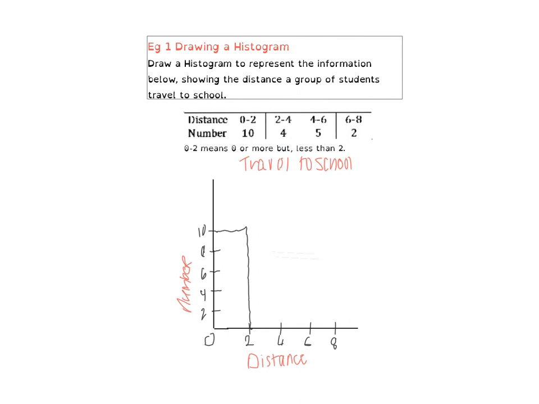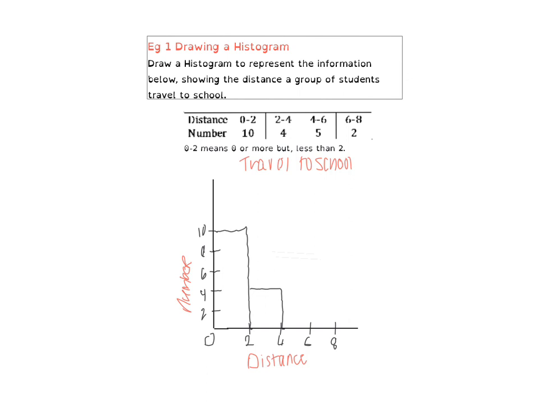Okay, so then the next bar here, so the distance is 2 to 4. So we're going to go from 2 out to 4. And the frequency, or the number of students who travel that distance, was 4.